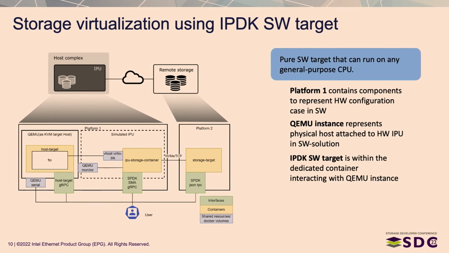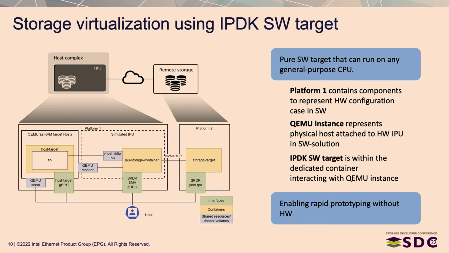For configurability, the IPU can be configured using the SPDK SMA, standing for Storage Management Agent, gRPC. The physical host can be configured using the host target gRPC. And for configuring the storage target itself, we have the SPDK JSON gRPC. And when we move to the actual hardware, all the interfaces remain exactly the same. So there is no new software, except that the IPU storage container, which is an IPU simulator, gets replaced by a physical IPU, and instead of the host target container, you have an actual physical host.